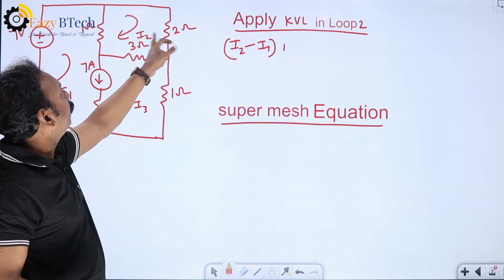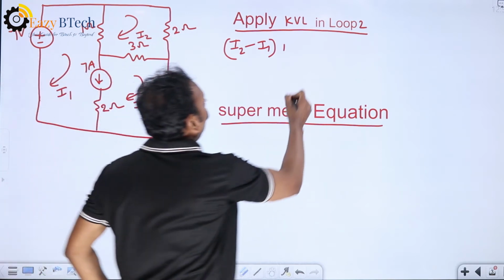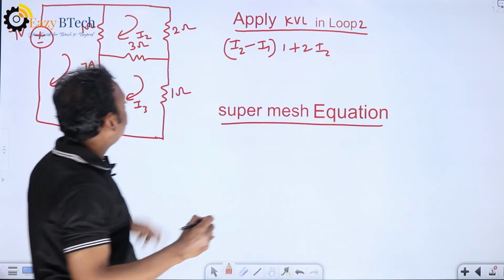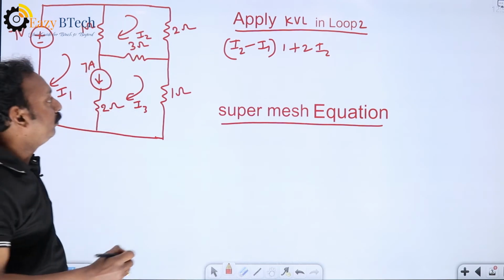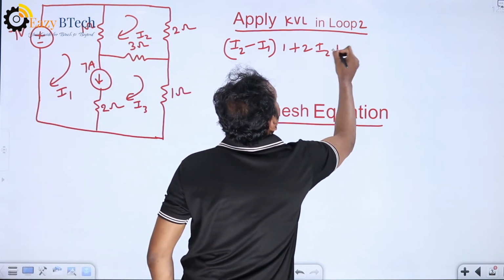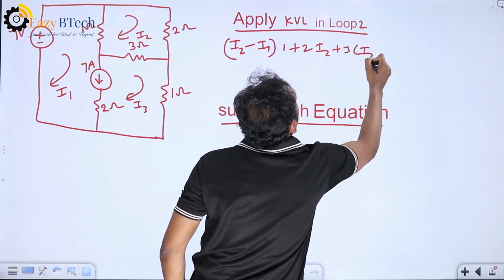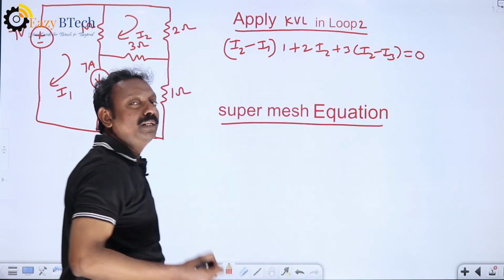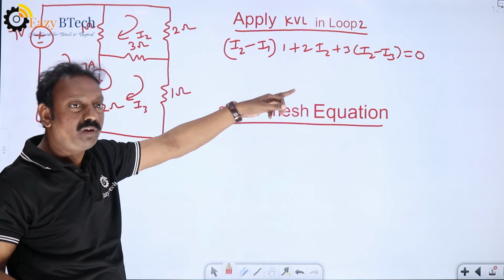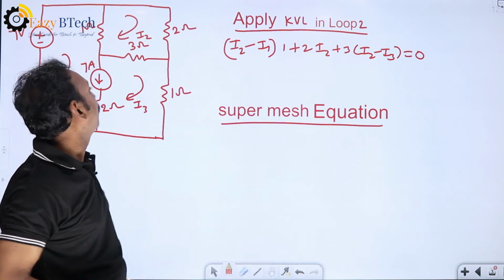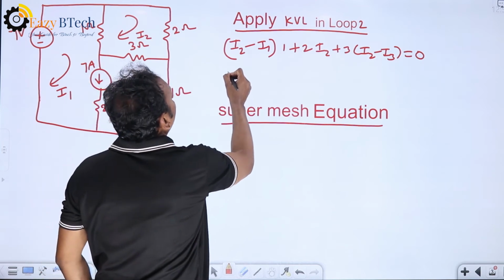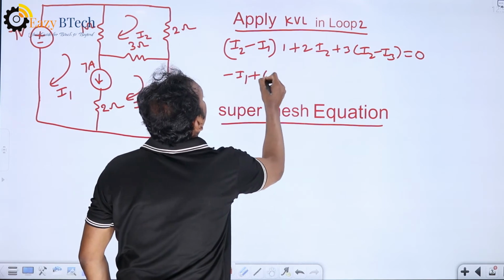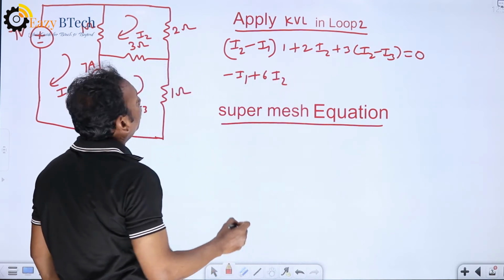Now, the current through the 2 ohms is I2 only. Therefore, plus 2 I2. Next, this 3 ohms is present between the second loop and third loop, that is 3 into I2 minus I3 equal to 0. Simply KVL plus Ohm's law: algebraic sum of the voltages in your loop equal to 0, with voltage written in terms of I into R. Now, after simplifying, what is the I1 coefficient? Minus I1, plus 6 I2, and minus 3 I3.